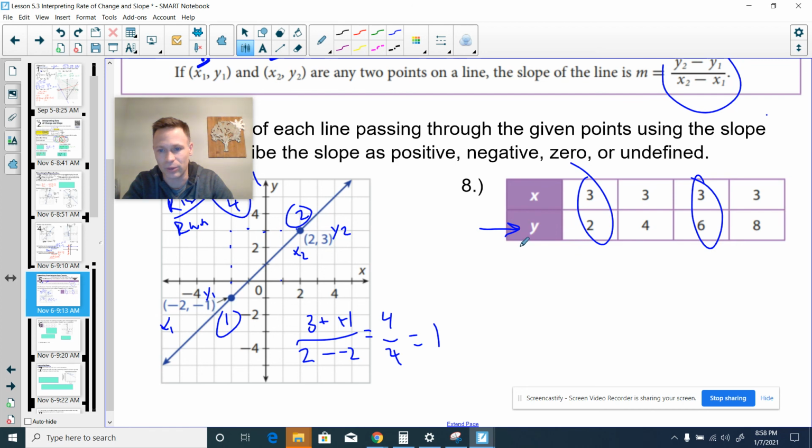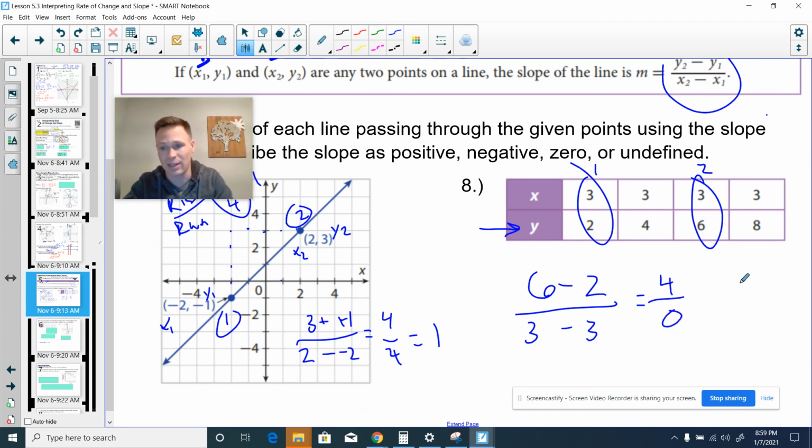Now, these are my y values. So I'm just going to make this my 1s and these my 2s, okay? And I have to be consistent with that. So my y value, this is my y2. So y2 minus y1. y2 is 6 minus my y1 is 2. Divided by x2 is, I have to go back to this now, 3 minus, and then my x1 is also 3, right? So you're going to see what's going to happen here. 6 minus 2 is 4, and then 3 minus 3 is 0. And we have to think about this, right? Can I actually take 4 divided by 0? And you can't divide by 0.